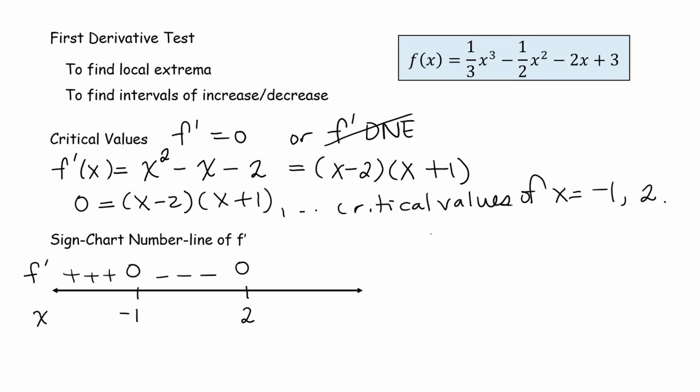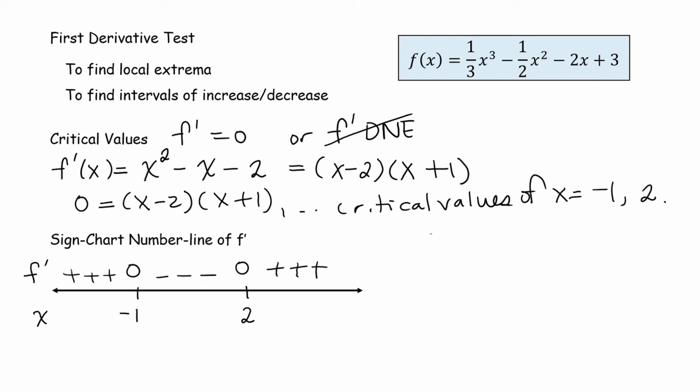Let's do that for a number to the right of the number 2. For example, I'll pick 3. Both 3 minus 2 and 3 plus 1 are positive numbers. The product of two positives gives us a positive.